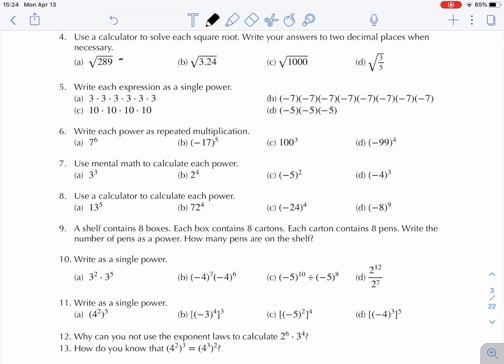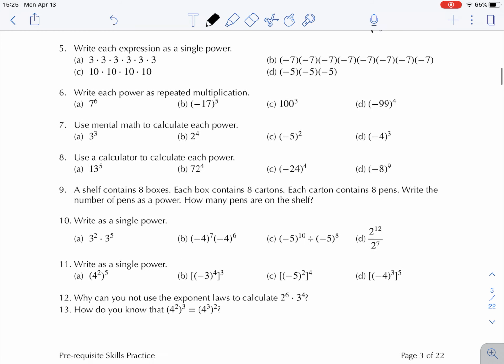Number 4, use a calculator to solve each square root. Write your answer to 2 decimal places when necessary. So 289 square root should get you 17. No reason needed to round. 3.24 square rooted will be 1.8. 1,000 square rooted will be 31.62. And 3/5 square rooted is 3 divided by 5, and then you square root that, 0.77. Again, just practicing your calculator work.